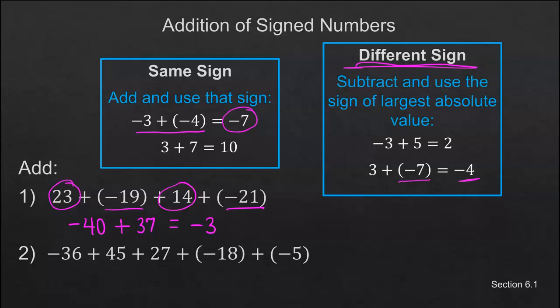On the second one, let's add up the negatives. So we have negative 36, negative 18, and negative 5. And that gives me a total of negative 59 for the negatives. And then my positives are 45 and 27. And that is 72. Now this you could enter in your calculator, but once again, you've got all these negative signs to put in there. And this is 13 because I have more positives than I do negatives. So my answer is the difference of the two with a positive for my answer.